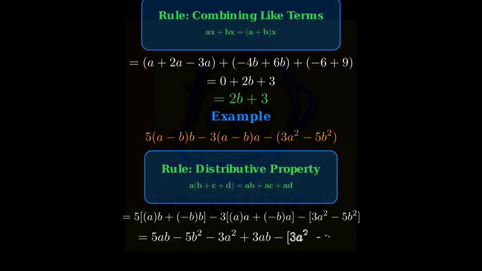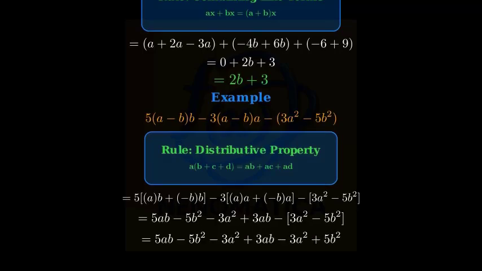Next, let's distribute negative 3 times the quantity a minus b times a. We'll distribute the a to each term inside the parentheses. Negative 3 times a equals negative 3a squared. Negative 3 times negative b times a equals positive 3ab. For the third part, we need to distribute the negative sign to the terms inside the parentheses. Negative 3a squared becomes positive 3a squared. Negative 5b squared becomes positive 5b squared.